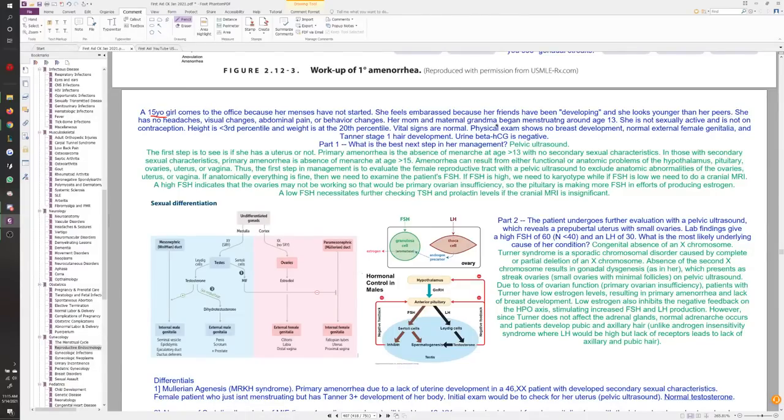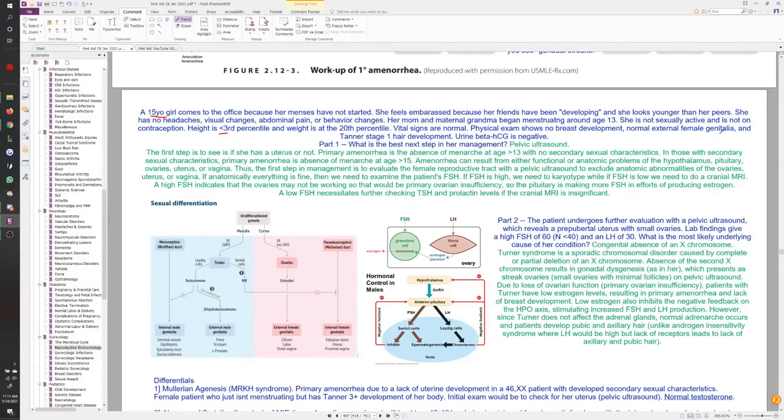Her mom and maternal grandma began menstruating around age 13. She is not sexually active, is not on contraception. Height is terrible. She's super short. So that really makes you think Turner syndrome. Weight is fine. She's not very heavy because she's not that tall. Vital signs are normal. Physical exam shows no breast development.